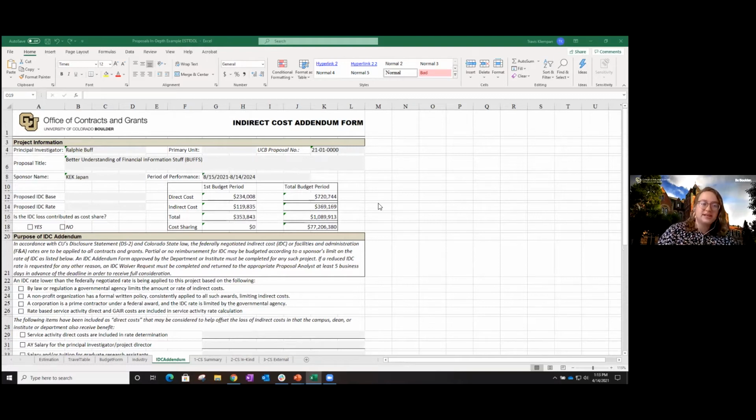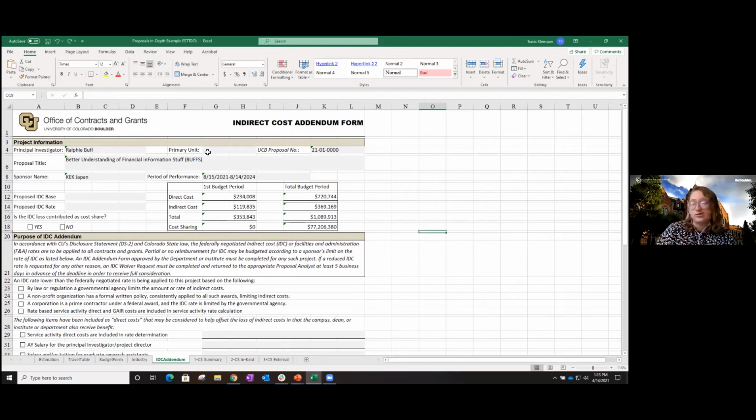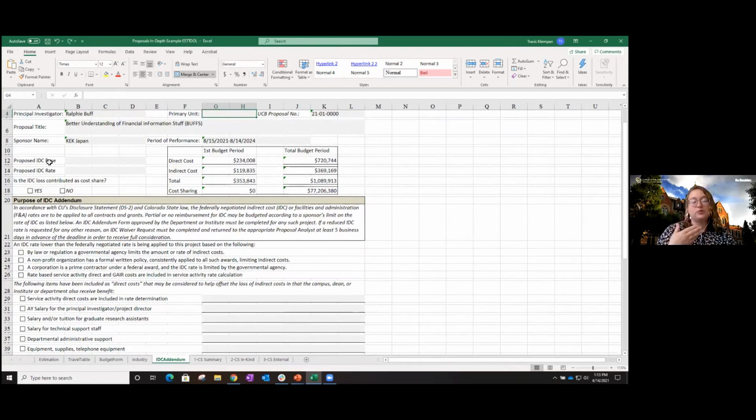So looking at the form itself, from that main page, it's already taken our PI's name, our proposal title, the record number, and auto-populated many of these fields for us. The things that we still need to fill in before sending this for signature are a primary unit. So for me, that's physics or series. For you, it will be your home department more than likely. Sponsor name already carried over. So we're going to come down to where it is proposed IDC base and rate.